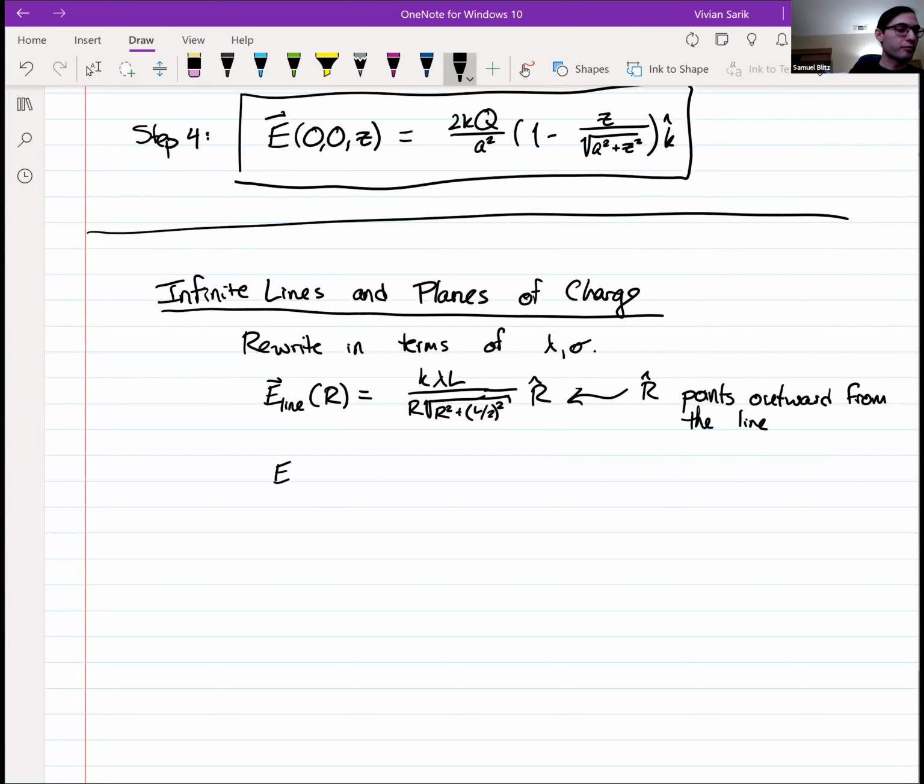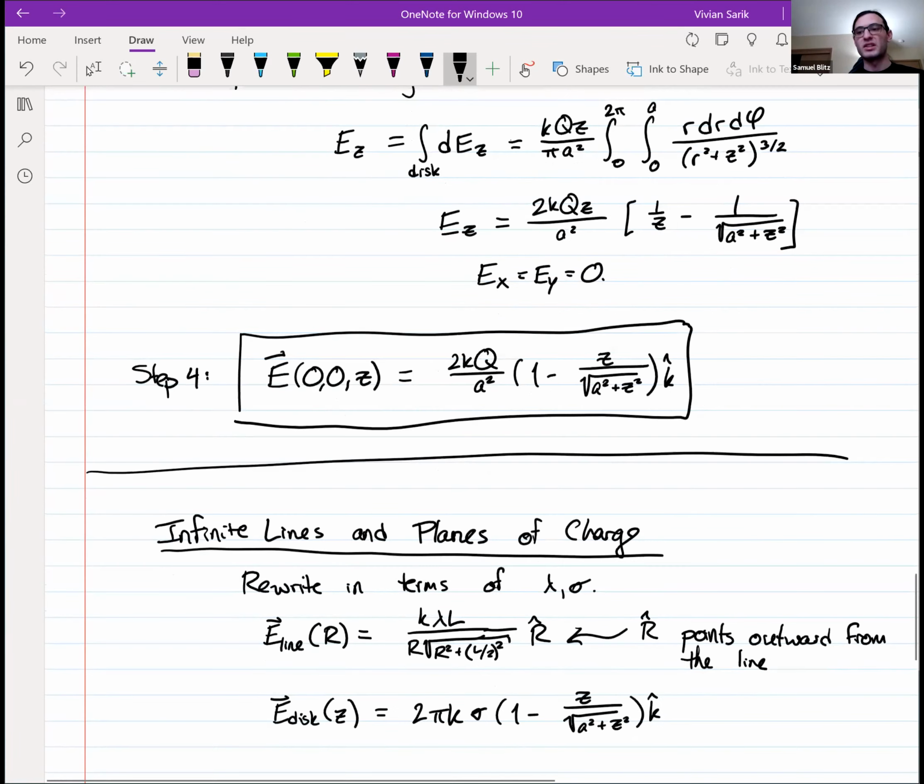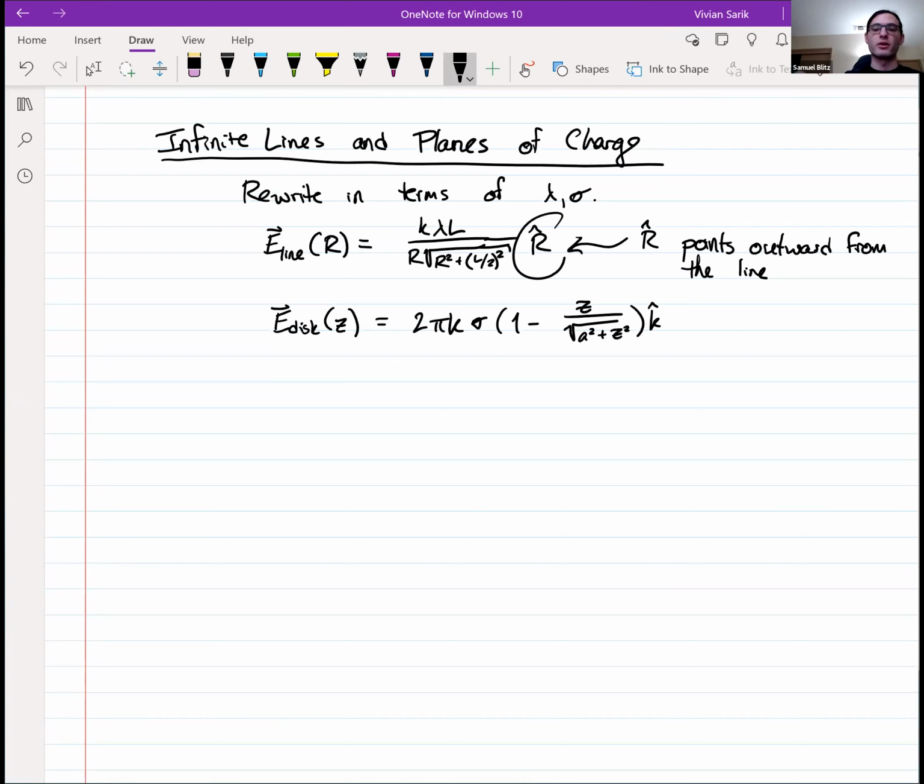Similarly, we can do the same thing with the electric field for a disk. Now, this is a function of z. It's not a function of distance from the line. It's a function of distance above the disk. And rewriting this in terms of sigma rather than q, we get that it is 2 pi k sigma times 1 minus z over square root a squared plus z squared in the k hat direction. So that just points straight up, right? And there is no symmetry there, so we don't have to worry about some sort of r hat.